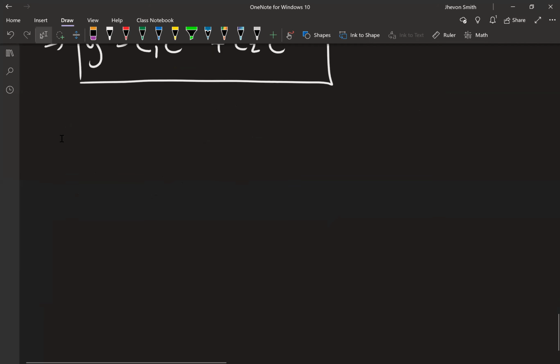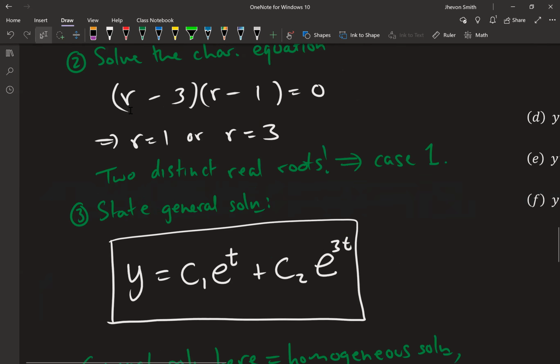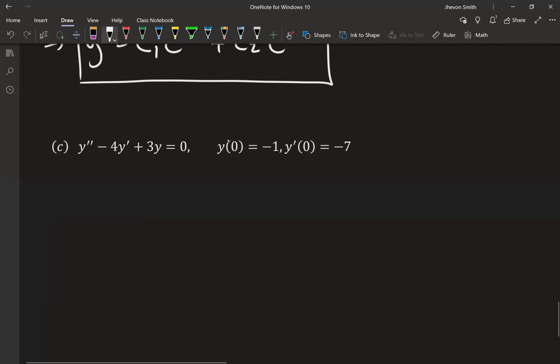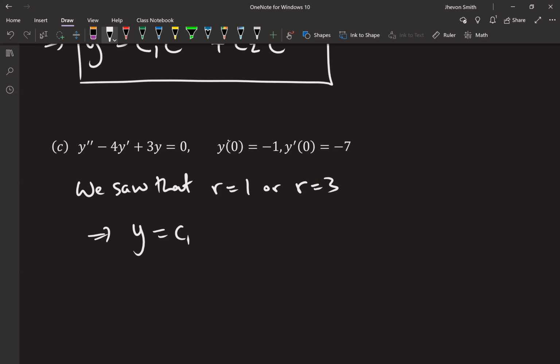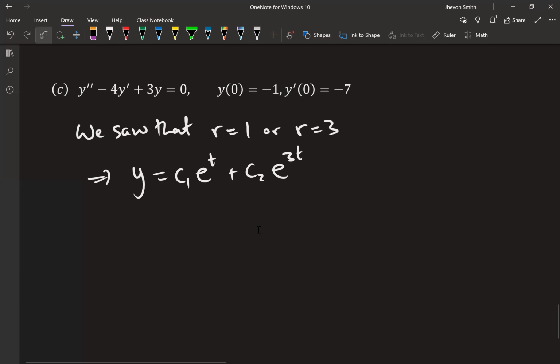Now, this example is something that we've covered before, because at least a part of it, the y double prime minus 4y prime plus 3y, was actually the first example. So we already saw this, so I'm just going to skip ahead. We saw that r equals 1 or r equals 3, so that our y is c1e to the t plus c2e to the 3t. We saw that earlier, right? We did that up here, c1e to the t and e to the 3t.